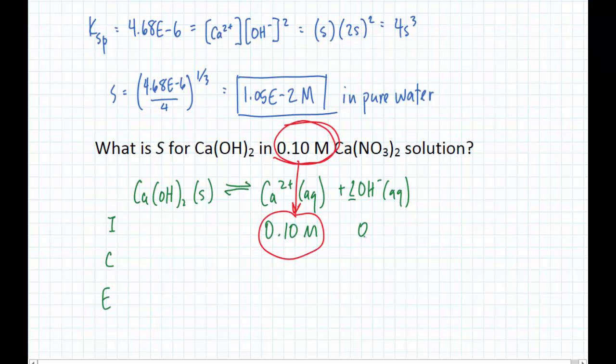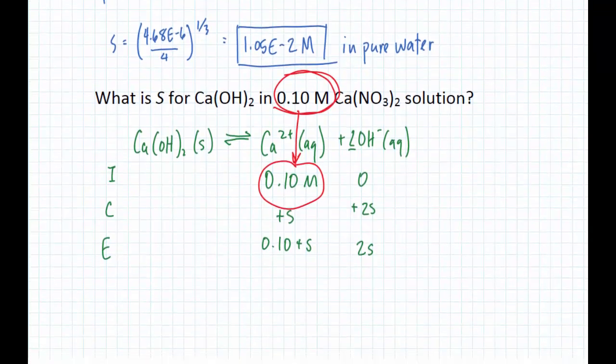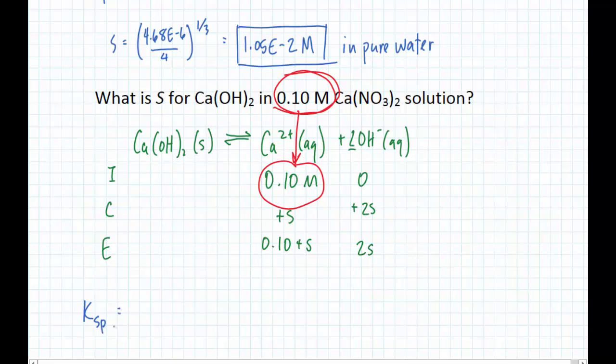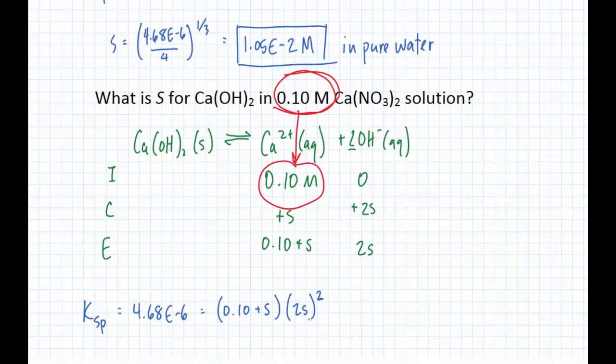Okay, hydroxide is still going to be 0. We're still going to do plus S and plus 2S, but now we got 0.10 plus S and 2S. Doesn't seem like much, but this is going to change our calculation a huge amount, because 4.68 10 to the minus 6, 0.10 plus S, 2S parentheses squared. Okay, and we could multiply through and distribute, but we're going to end up with a quadratic equation because there will be an S squared and an S and a number.